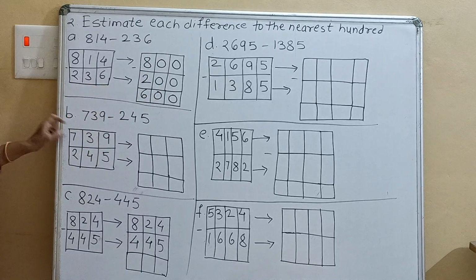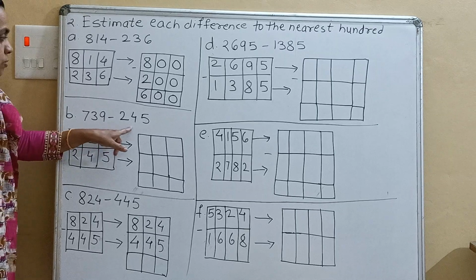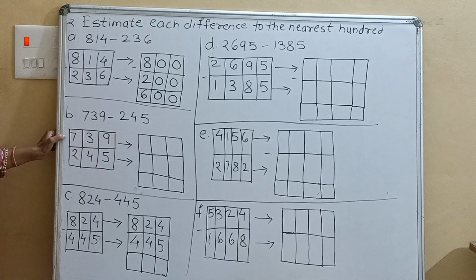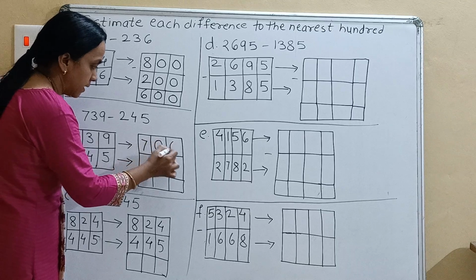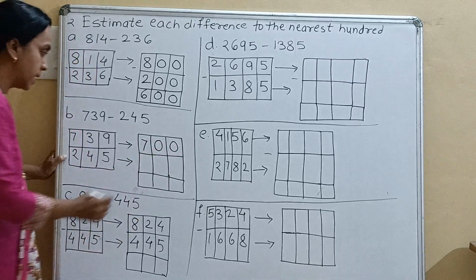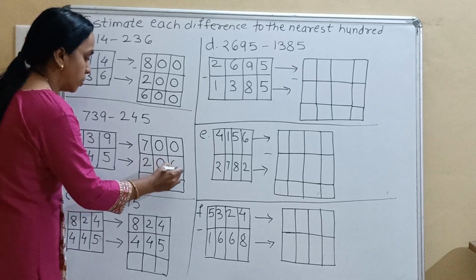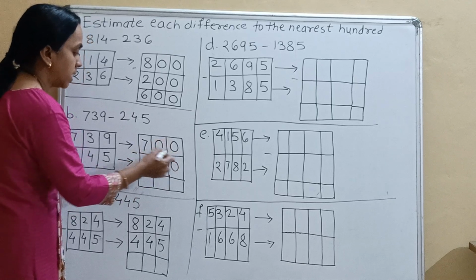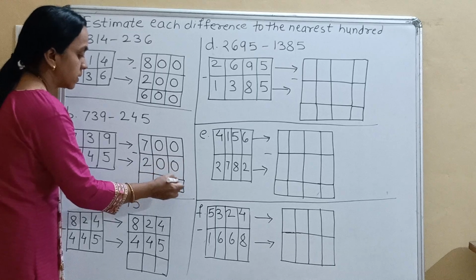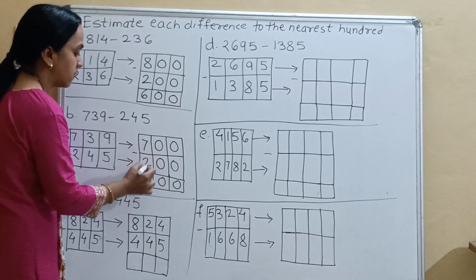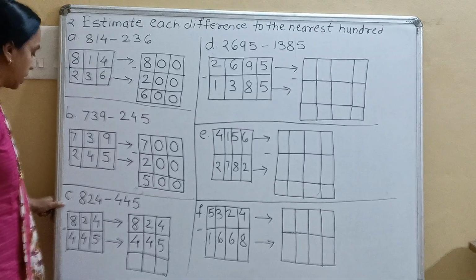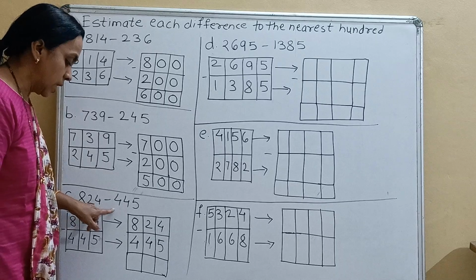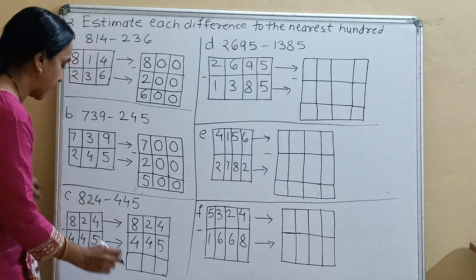Now see B question. 739 minus 245. So 739 is very much closer to 700, and 245 is very much closer to 200. So 700 minus 200. 0 minus 0, 0. 0 minus 0, 0. 7 minus 2, 5. So what is our answer? 500. Now C question. 824 minus 445.